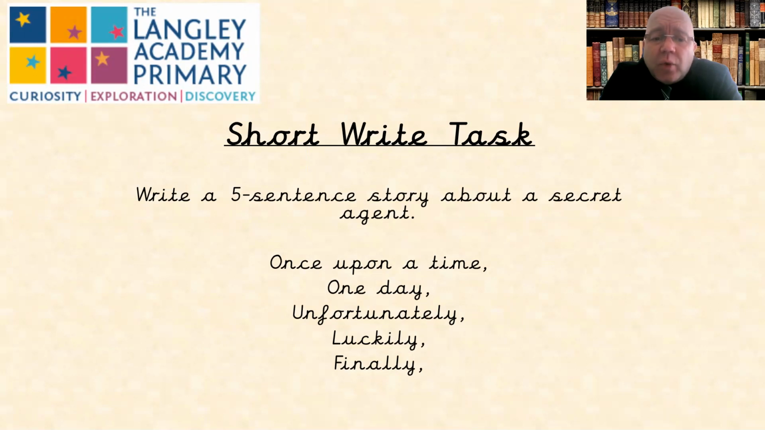So your story should start once upon a time. The next sentence starts one day. That's followed by a sentence, unfortunately, luckily, and then the final sentence starts finally. Okay. And your story should be about a secret agent. There were rumors about Christopher Marlowe being a secret agent, being a spy for the government. So that's your 5-sentence story. A 5-sentence story about a spy, maybe a James Bond type character, or something completely different, but a secret agent, a spy. 5 sentences with those 5-sentence starters.